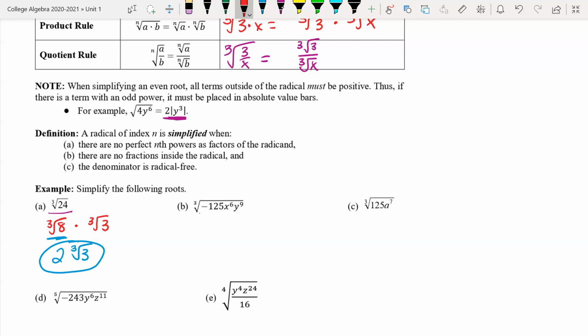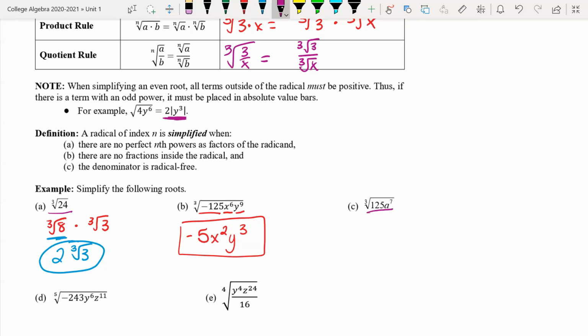Again, if it's odd, you can have a negative on the inside. We just did this one. The cube root of negative 125 is negative 5. Now I have to figure out how many times 3 goes into 6. Well, it's 2, so I have x squared. That's what I'm going to pull out. I have none left over, so I don't have to worry about x's on the inside. How many times does 3 go into 9? 3 times, so I have y cubed.